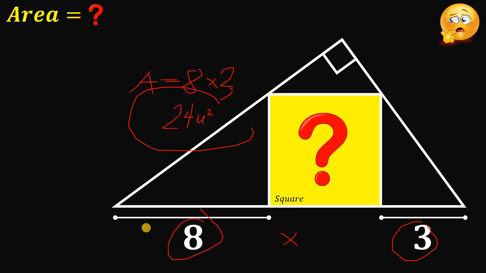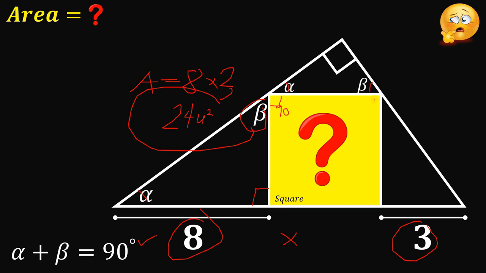Alright, so let's begin. Now, to do that, let's call this angle alpha, and this angle beta. Now, since alpha and beta are the acute angles of a right triangle, we can say that alpha plus beta must be equal to 90 degrees. Alright, so now, we have here beta. We know this is 90 degrees. So we can say that this angle plus beta must be equal to 90 degrees. So this angle right here must be alpha. And this angle is still beta.